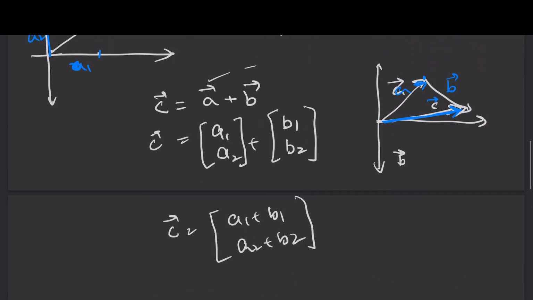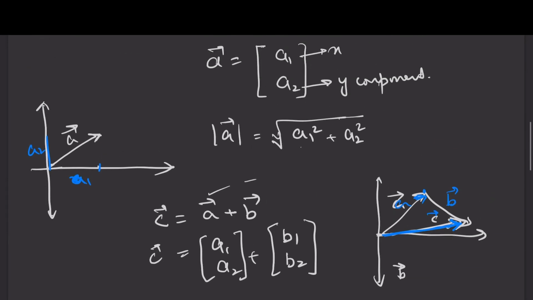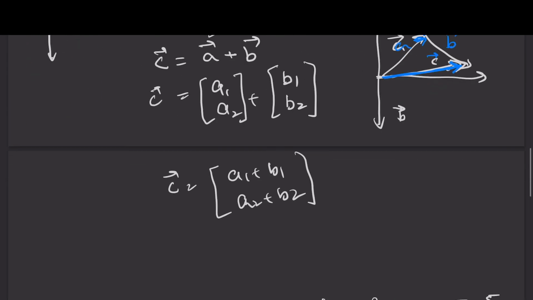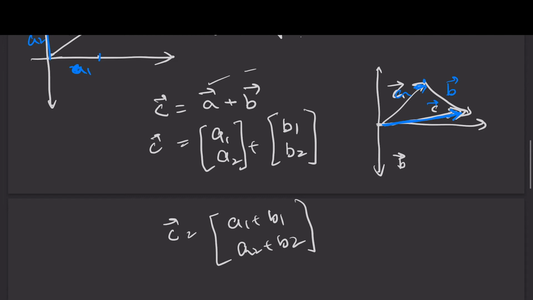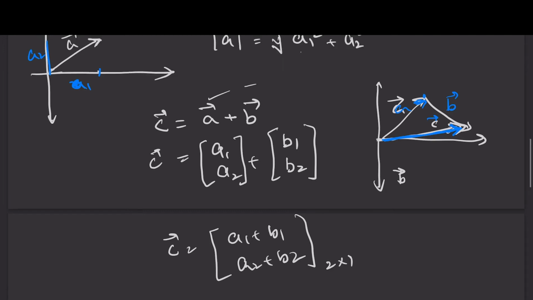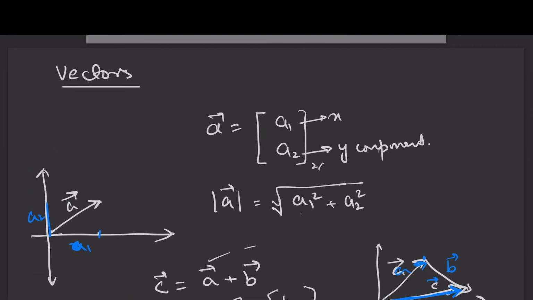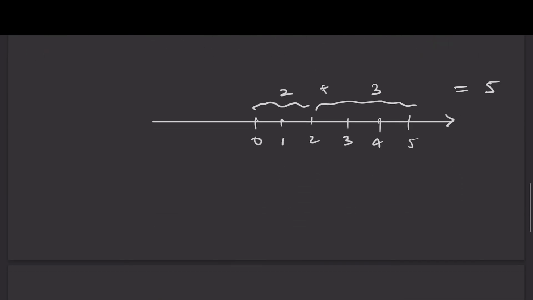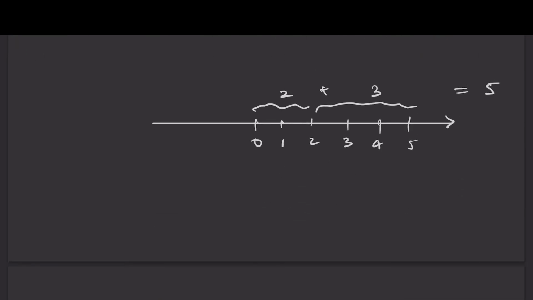And as we have seen, these were 2D vectors, and we are using a 2 cross 1 matrix to represent it. For example, this is a 2 cross 1 matrix which has 2 rows and 1 column. But these 1D vectors are 1 cross 1 matrices. And don't confuse these one-dimensional vectors with a scalar. For example, this is not equal to this.